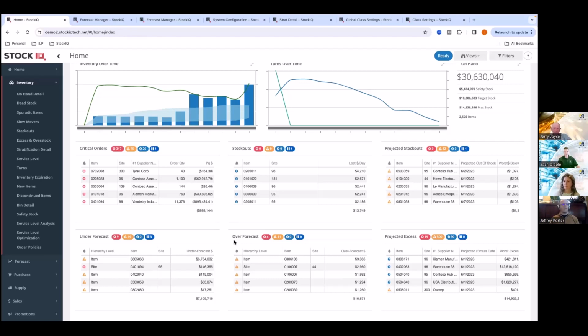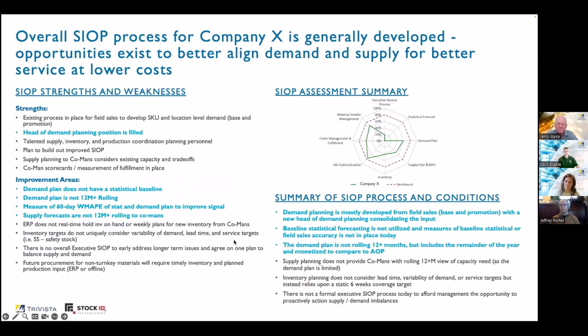Thank you, Melissa. All right, thank you, Jeffrey and team. I think having the demo is extremely beneficial to be able to see the different screens, so I appreciate you walking us through that. What we have here is an example of a SIOP diagnostic we did for a previous client.